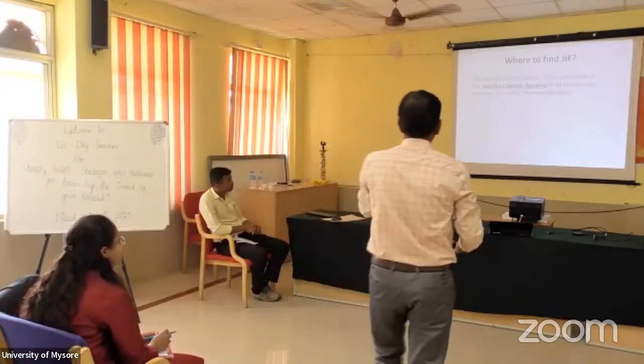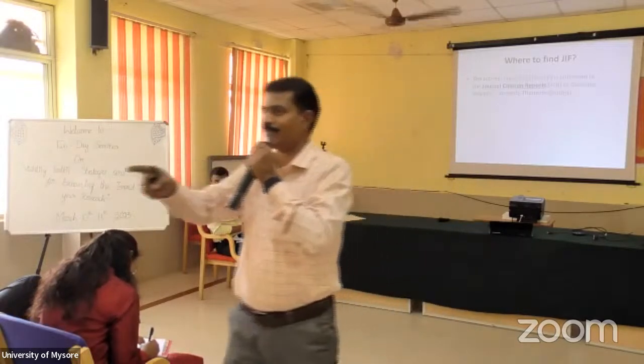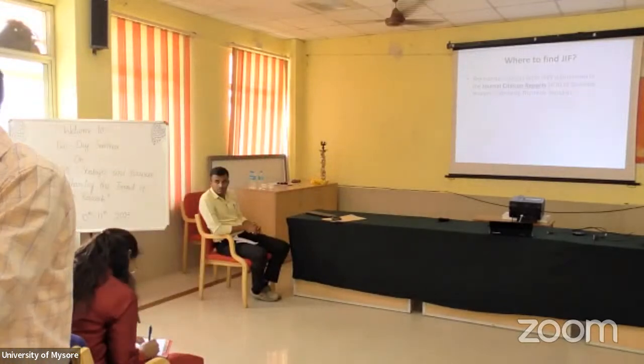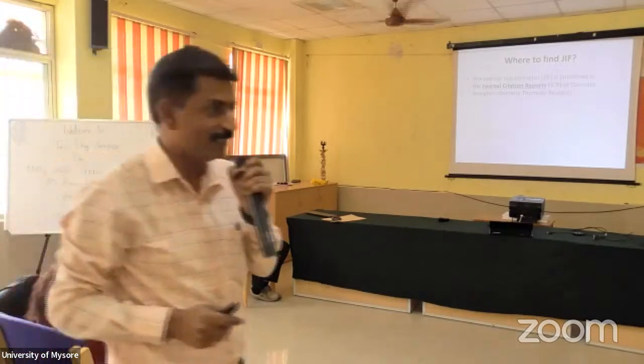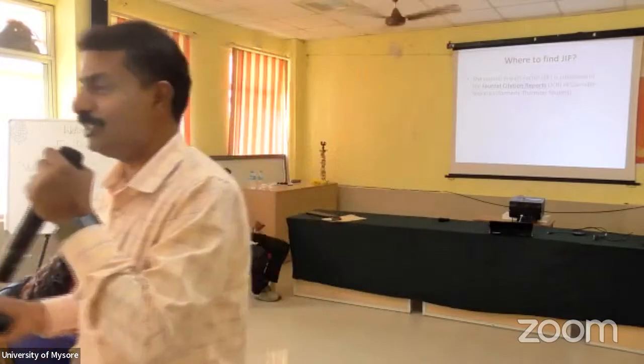Next is the way to find it. I think one participant asked me, sir, can I trust the impact factor mentioned in a journal? Most of the journals may mention their own impact factor. If you look at predatory journals, they may mention 19, 17, 13.5, 16.5. Can we trust all those? We cannot. Which is the best source?